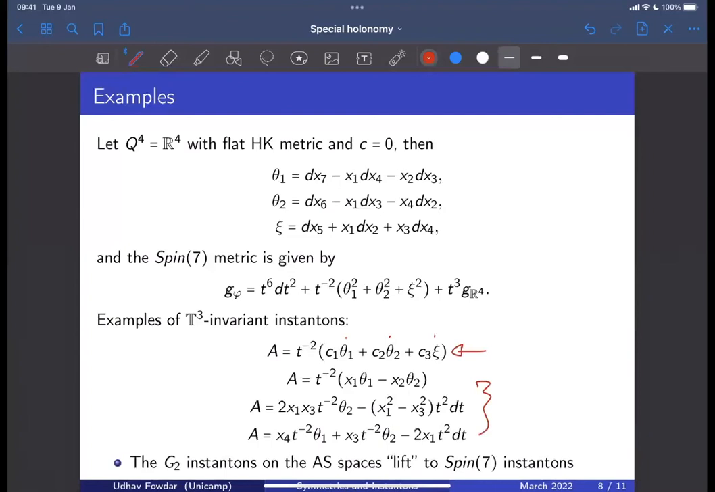And more or less, you can do the same sort of game for all the instantons that we saw in the Apostolov-Salamon case. So essentially, all these families of G2 instantons that we saw before will lift indeed to Spin(7) instantons. Okay, so this gives a very explicit class of examples.